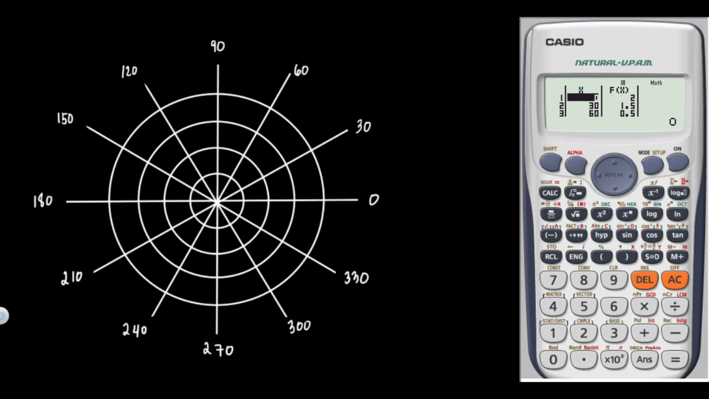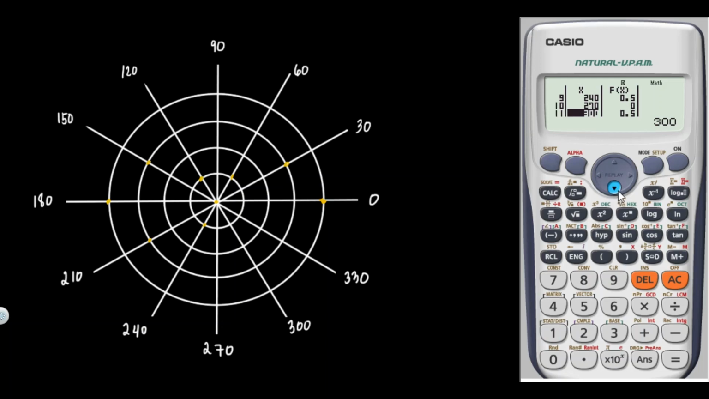Okay? So, 0 at 0, that's 2. Yun. And 2. Then, 30 is 1.5. 60 is 0.5. Next, 90 degrees. 90 degrees is 0. Okay? 120, 0.5. 150, 1.5. 180, 2. 210, 1.5. 240, 0.5.